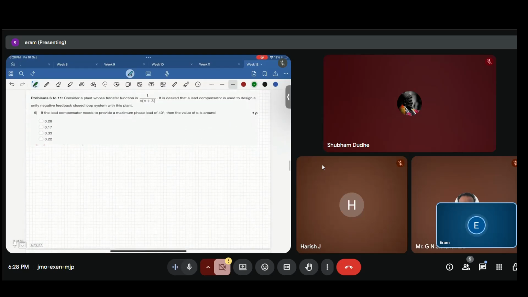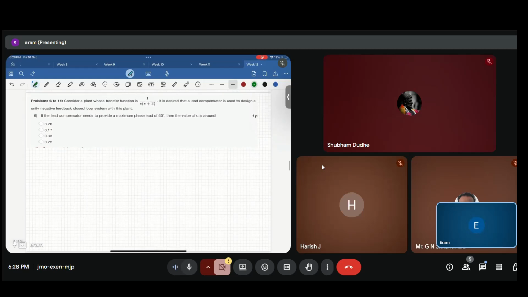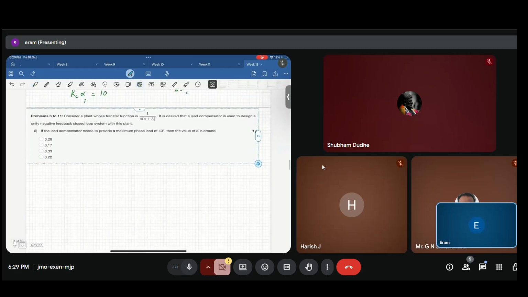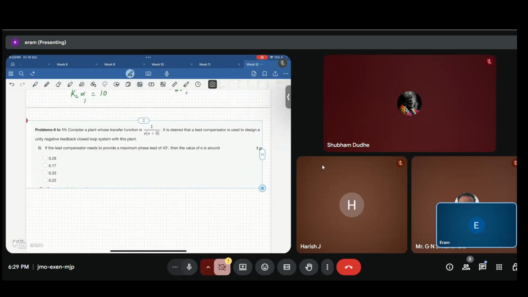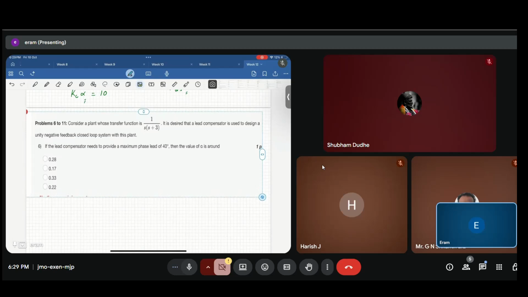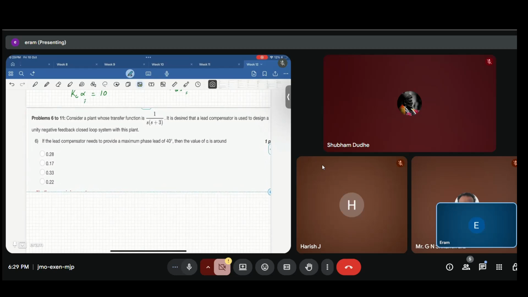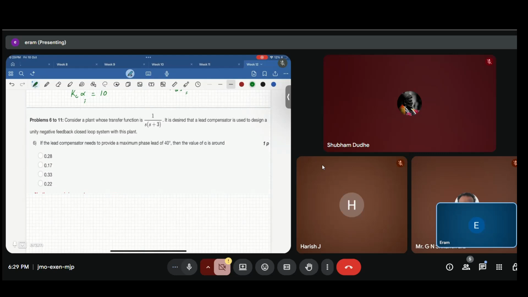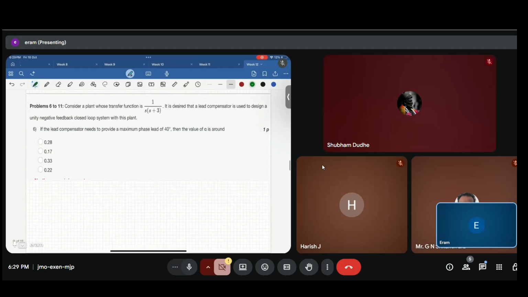Is this question visible or is it too small? Let me enlarge it. Okay.